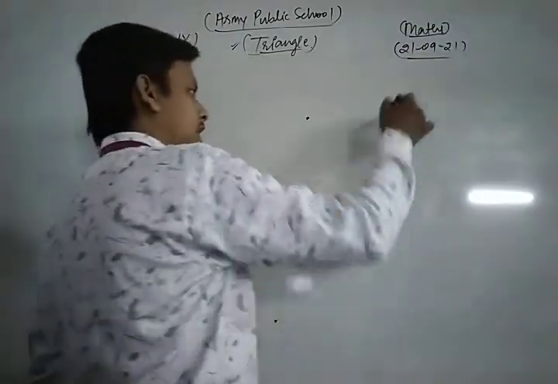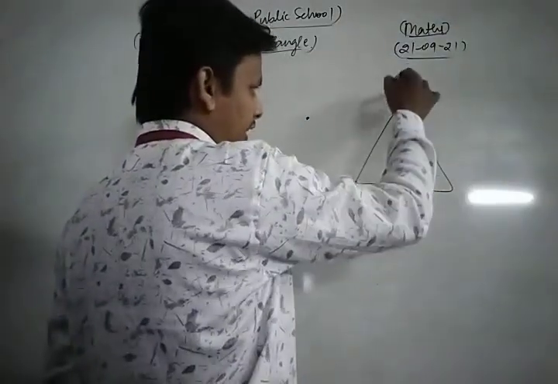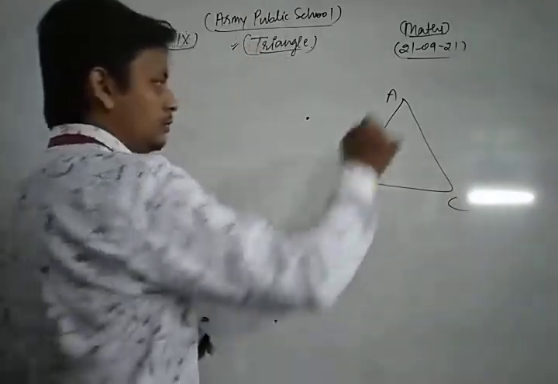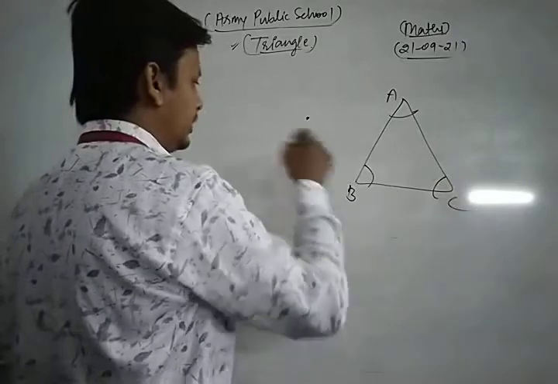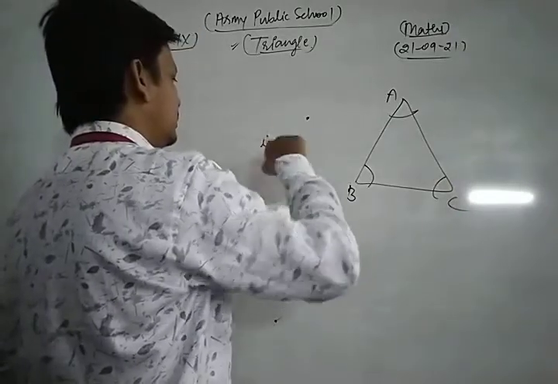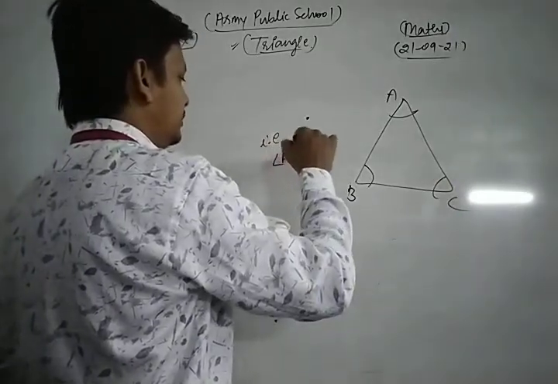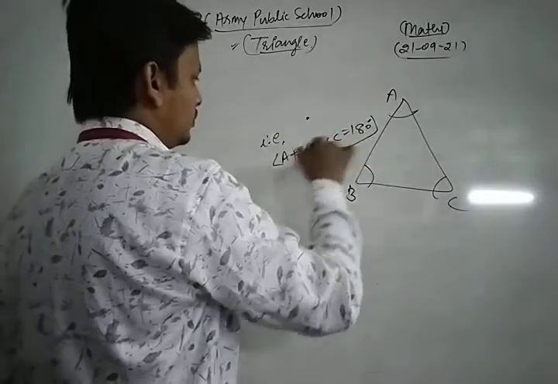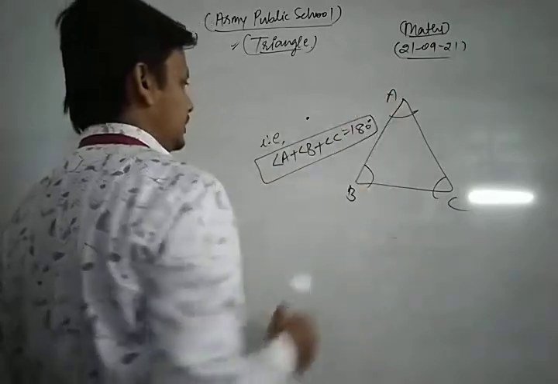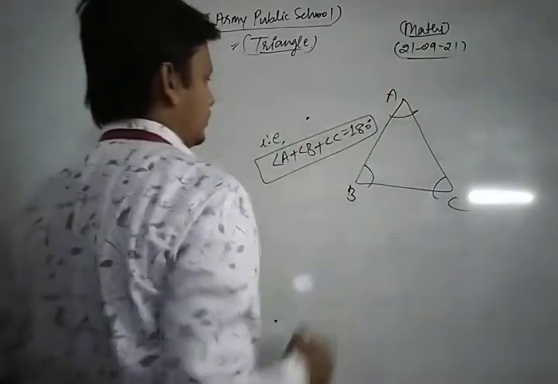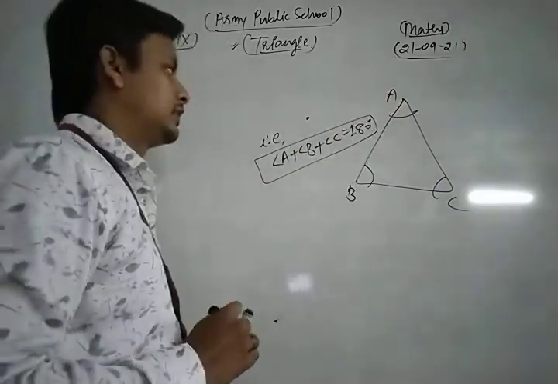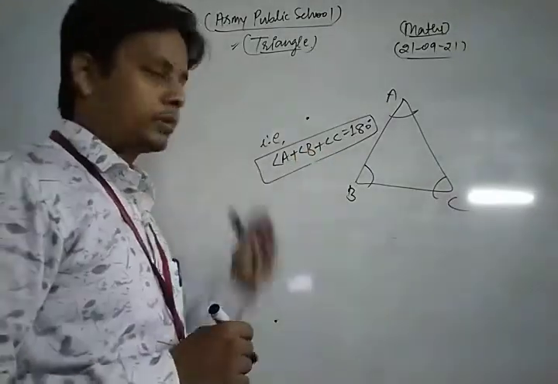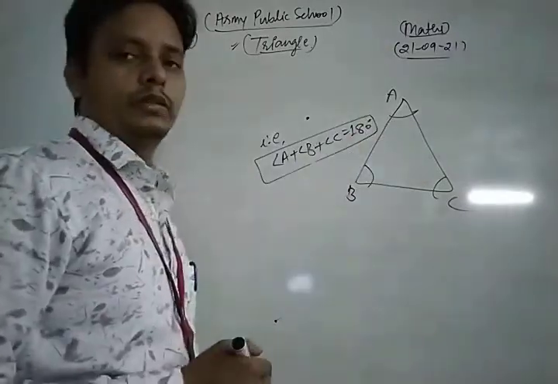We discussed the angle sum property of the triangle. If ABC is any triangle, then the sum of all interior angles, angle A plus angle B plus angle C, is equal to 180 degrees. This is the angle sum property of the triangle, meaning the sum of all interior angles of a triangle.